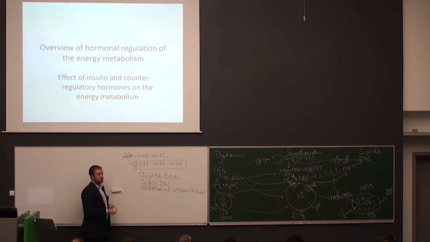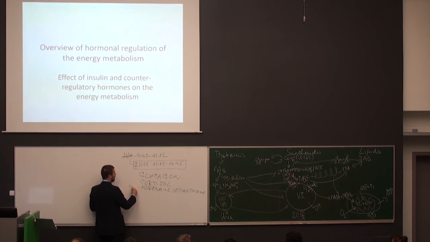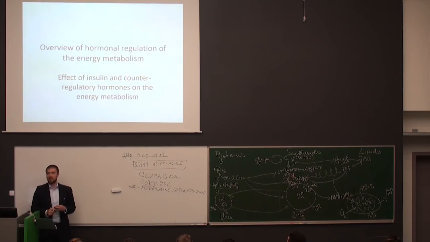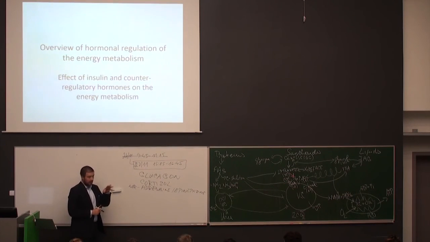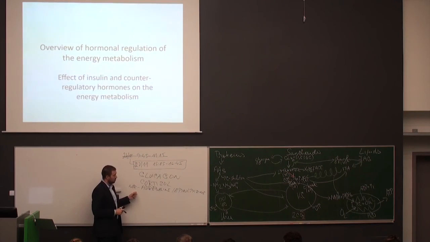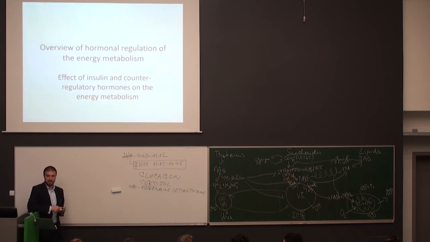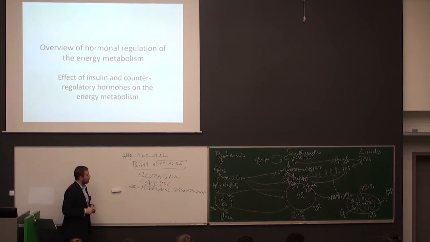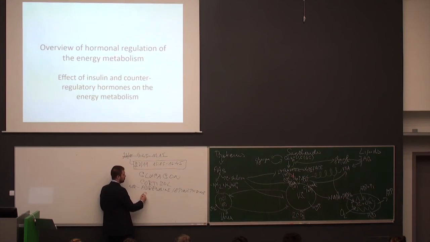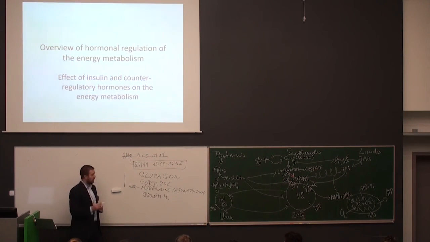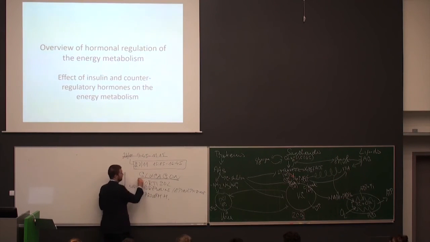Or in the form of noradrenaline and norepinephrine. Adrenaline is the hormone produced in the medulla of the suprarenal gland, and noradrenaline is the neurotransmitter produced by the sympathetic nervous system. And the last that you can say to some extent is the growth hormone. But these three are the main counter-regulatory hormones, and if you should name only one, then name glucagon.